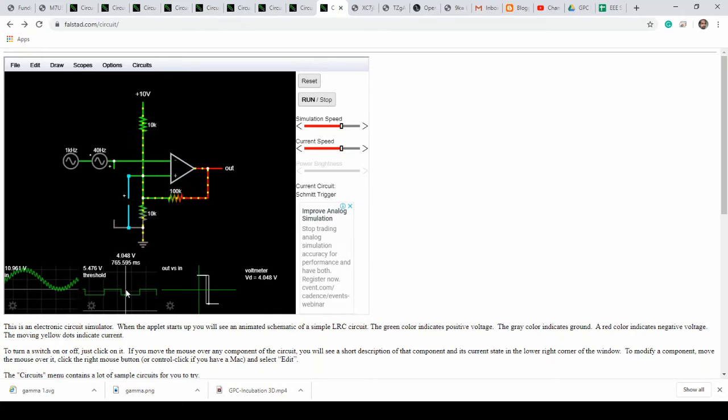Now your output is a trigger. If you look at the output waveform, it's either low or it's high, low or high. It does not stop anywhere in between. And such an application is a trigger application for an operational amplifier.